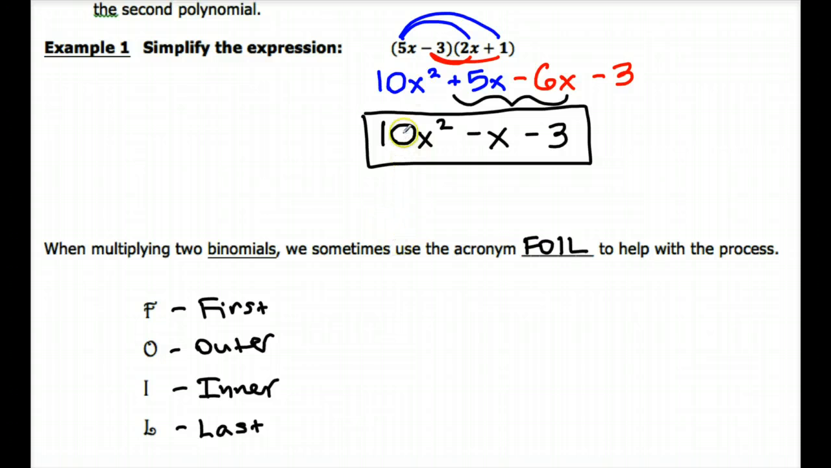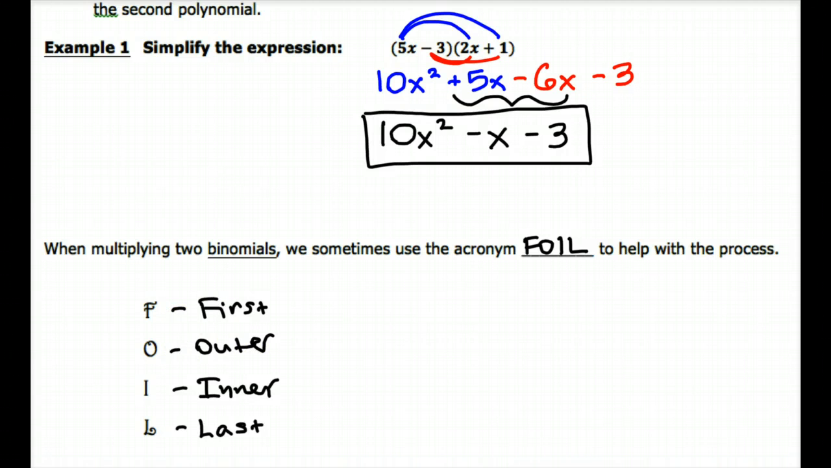Okay, if you look back here up in example 1, the first thing we did was we multiplied the first terms in both of our binomials. 5x and 2x were our first terms. Okay, then we multiplied our outer terms, which were the 5x and the positive 1. The next thing we did was multiply our inner terms, negative 3 and 2x, and then finally we multiplied our last terms, negative 3 and positive 1. Okay, so if you think about distributing, you're going to be able to do this every single time no matter what, but this is just another way that some teachers like to help you remember how to multiply binomials, by using this acronym FOIL.